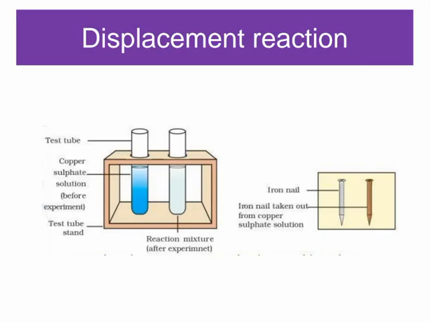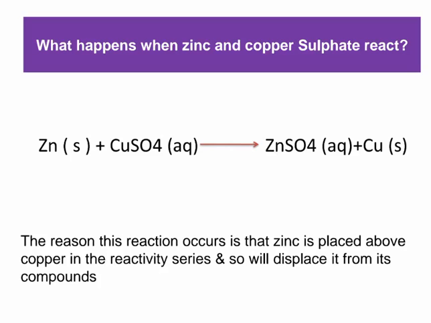I will plot a simple equation for the chemical reaction. What happens when zinc and copper sulphate react? When zinc and copper sulphate react in the aqueous state, a simple displacement reaction takes place in which zinc displaces the copper from the copper sulphate to form zinc sulphate. Yes, children, keep in mind: the color of the solution will go from blue to colorless.